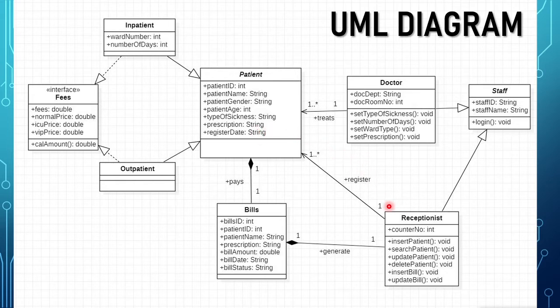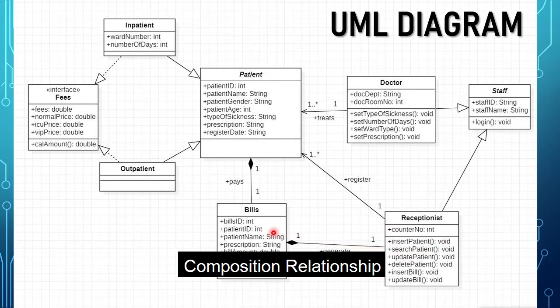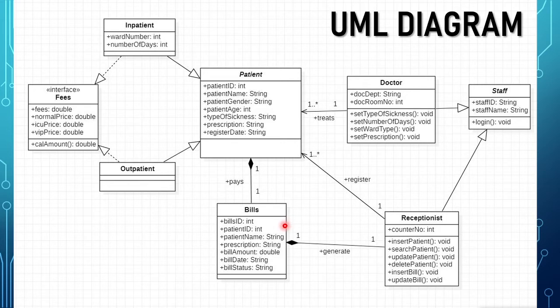Let's talk about the receptionist class. Receptionists have the attribute counter number, with the following methods: insert patient, search patient, update patient, delete patient, insert bill, and update bill. Receptionists have a composition relationship with bill. If the bill does not exist, the receptionist cannot generate the bill.